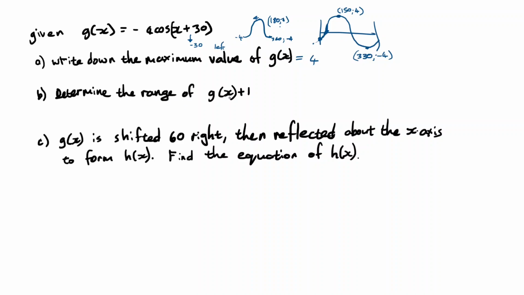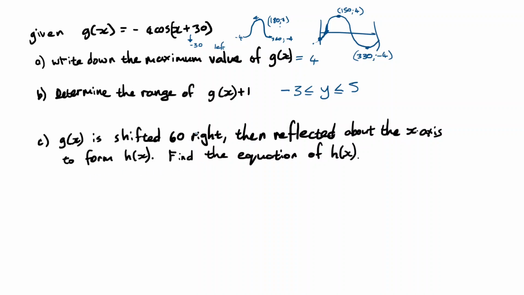Determine the range of g plus 1. So it's the range of the graph as I see it, which is minus 4 to 4 and plus 1. So it would be minus 3, and it's to do with y, and up to 5. It can include, because the graph does go through here. There's not an asymptote.